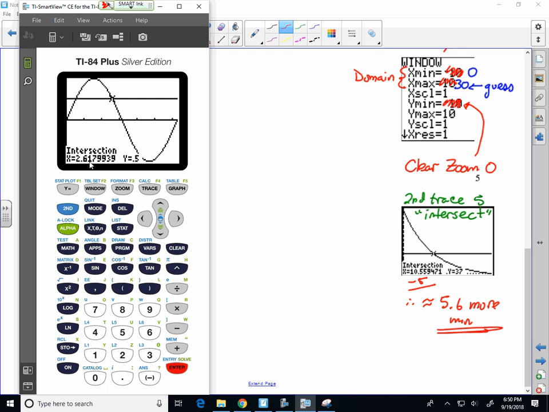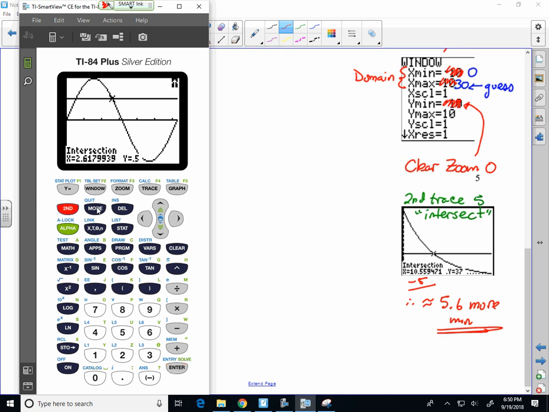Let's say you need an answer in radian form. There's two ways to handle it. One, put your calculator in degree mode, get the answer, and then convert that over to radians. The other would be to actually work off of this, right? So, nifty trick.